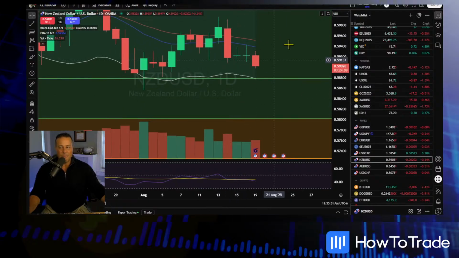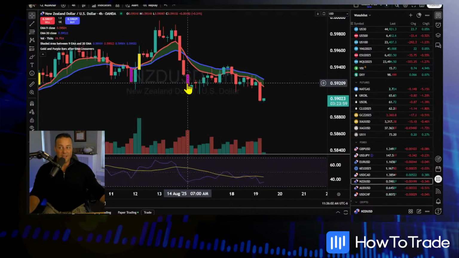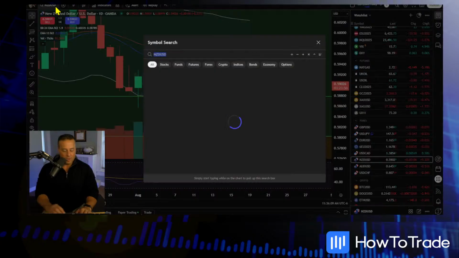Back-to-back dojis. Typically, back-to-back dojis mean it's a reversal. We haven't seen that. We're breaking with this pressure that we saw back on the 14th, back when that 4-hour chart told us to sell. So it's all hooked together, guys. It all fits together. As far as, let's see, we got one more here, New Zealand dollar, Canadian dollar. Let's take a look at that one, and we'll call it a day.